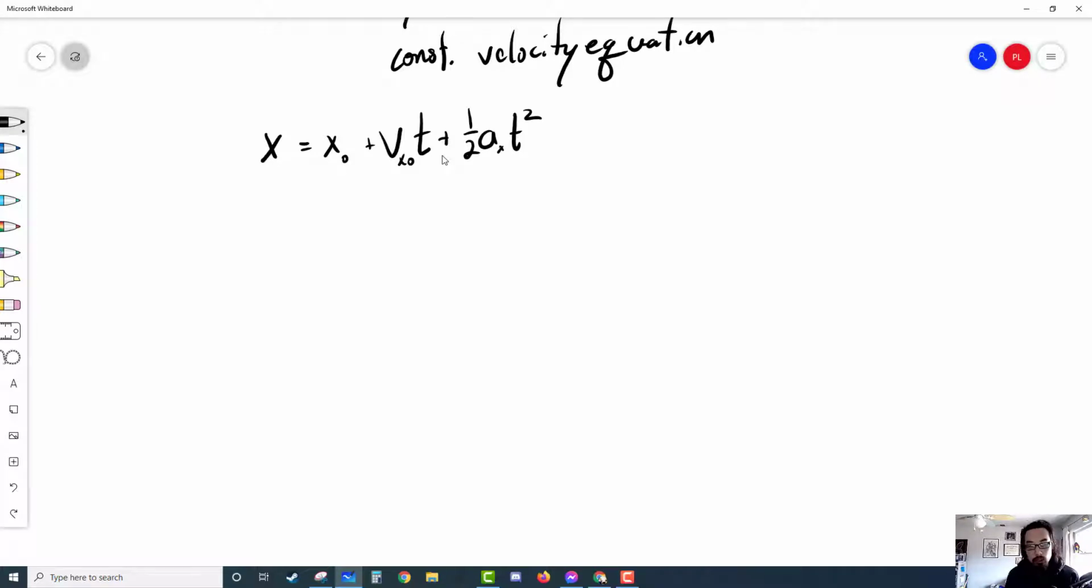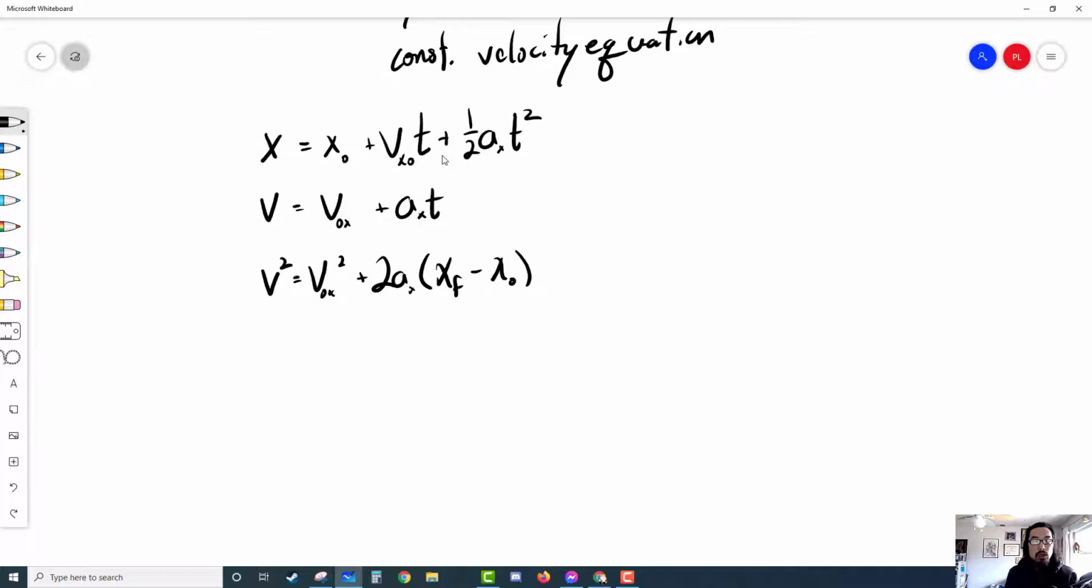So this is the first equation, followed by v is equal to v initial x plus a sub x t. Once again, those tiny little subscript x's just tell us that it could be in an x, y, or z axis. And the final one is v squared is equal to v initial x squared plus 2 a sub x times your final position minus your initial position. So here are our 3 kinematics equations.